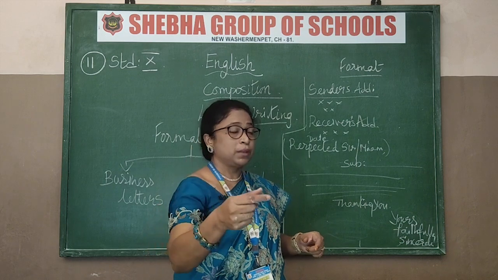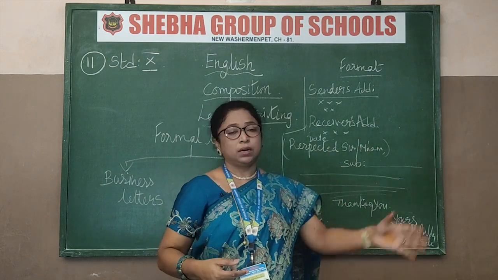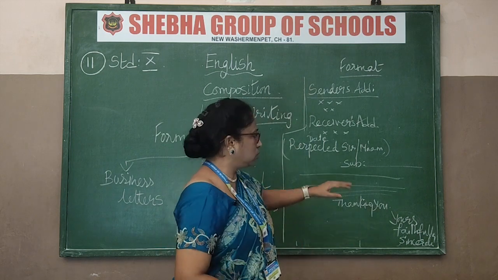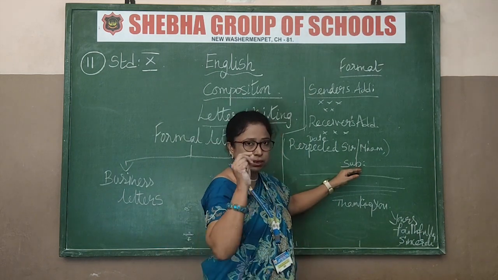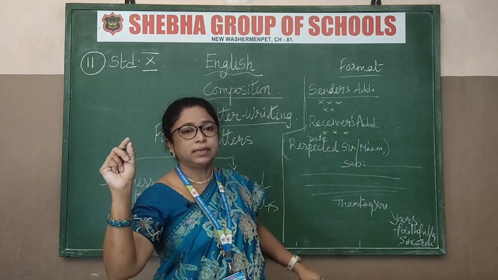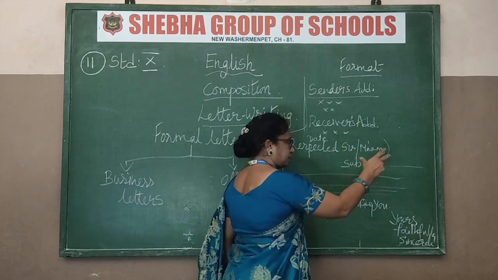For example, you are writing to the principal. They will read the subject to see what the letter is about, so the subject is very important. That is one line you must write. For example, to apply for a bona fide certificate. That should be here.